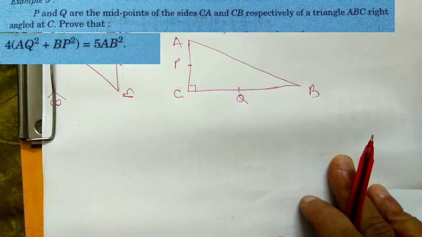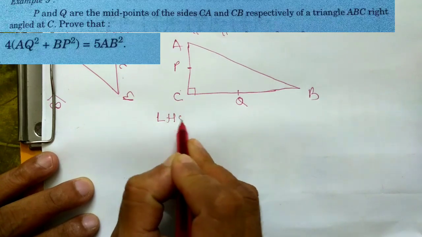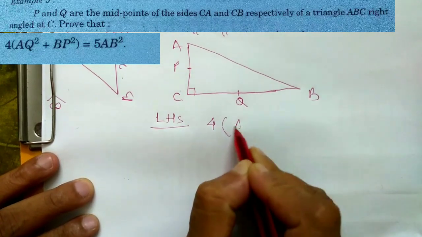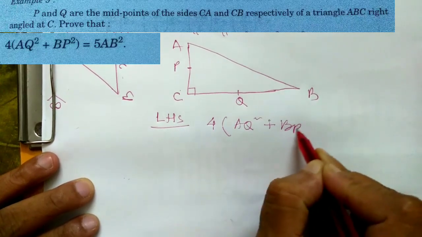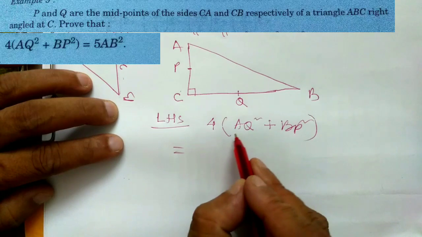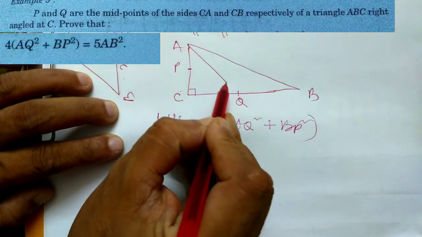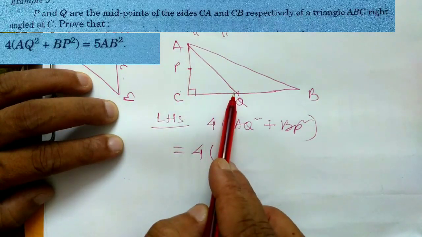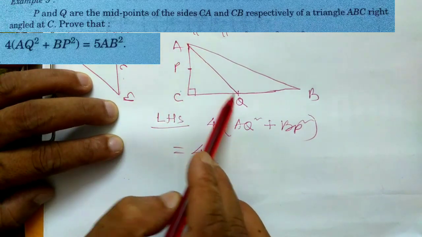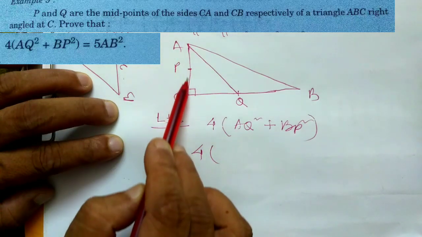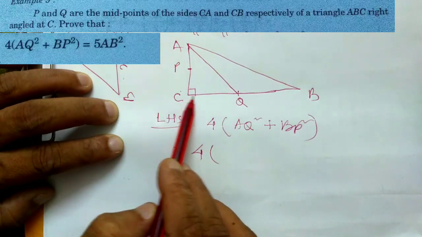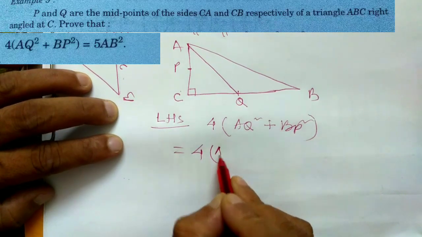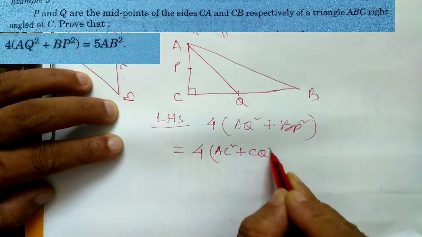Now see, what do I have to show? 4 bracket AQ square plus BP square bracket equal to 5AB square. So let us write the left hand side. Left hand side is 4 times AQ square plus BP square. Now what is AQ square? If I join AQ, I am getting a triangle here, so I can use the Pythagoras theorem. What is the hypotenuse, tell me? Yes, this is the hypotenuse. So instead of hypotenuse square, I can write perpendicular square plus base square, that is AC square plus CQ square.